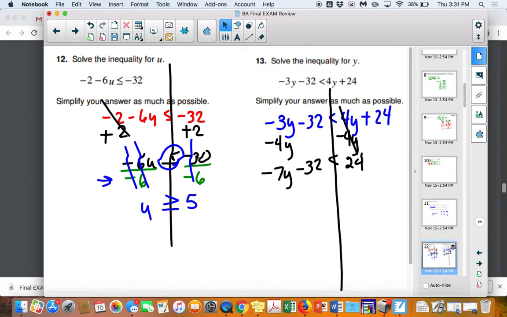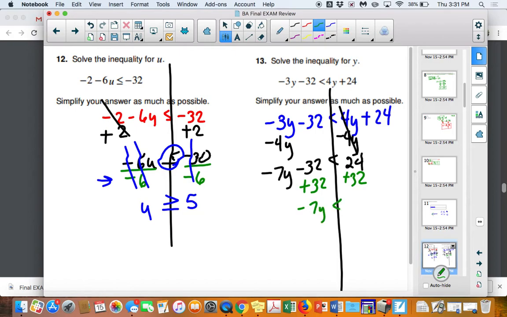All right. Adding 32, that's going to be negative 7y is less than, what is that, 56? Now, I've got to come in and divide through by negative 7. Oh, ding, ding, ding, alarm went off in your head, in your brain. You want to flip the inequality when you're dividing by a negative. So the negatives go out, the 7's go out, and you've got a y, flip it over, and that's going to be a negative 8.